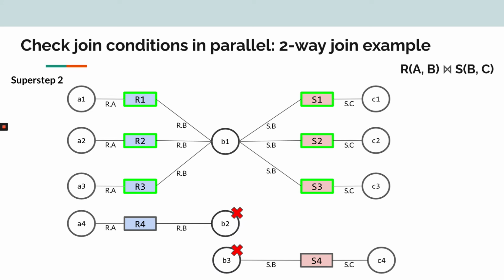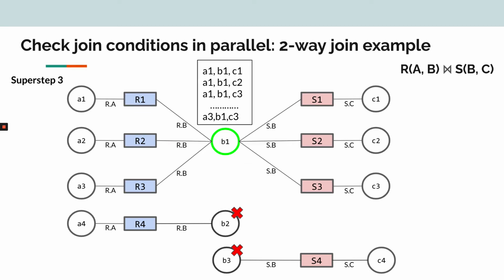Activated tuple vertices send their values back to the attribute vertex, which then combines the received values to construct output tuples. If you notice, B1 vertex is performing a Cartesian product of received A and C values. The advantage of vertex-centric computation is that we don't need to partition the input relations based on the join attributes, which makes it different from the existing parallel join approaches.